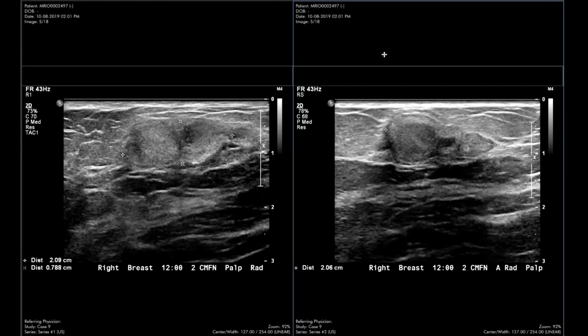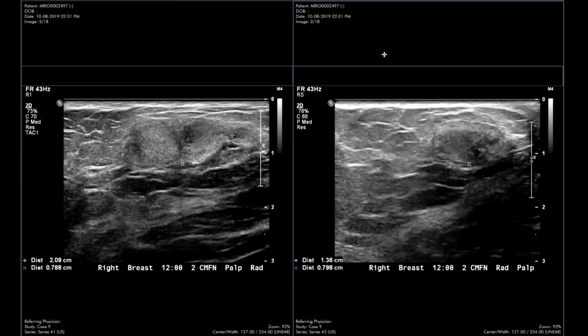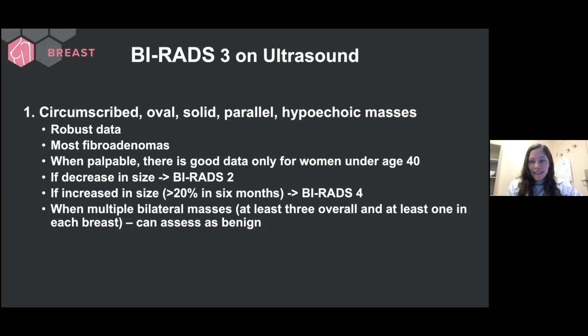And we know cancer doesn't decrease in size, but fat necrosis will decrease in size over time. So given this change over time where it's decreasing in size, I feel confident that this is a benign finding, and we're able to change it at that follow-up appointment from a BI-RADS 3 to a BI-RADS 2. So those were some really good examples of good indications for BI-RADS 3 on ultrasound. And now I just want to go through those in a little bit more detail to emphasize what we were just looking at.